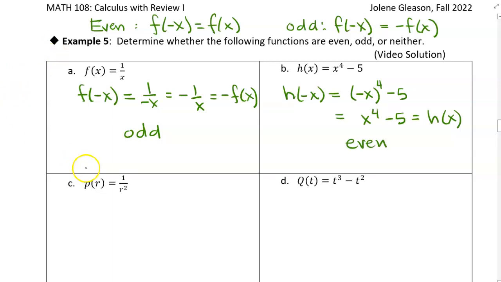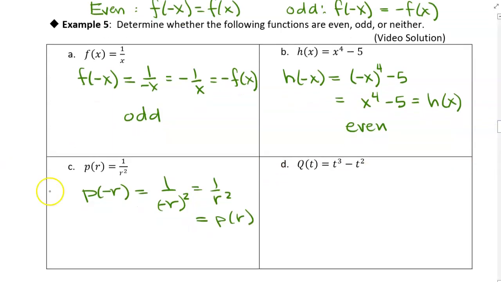All righty, again, looking at p of r here, we're just going to substitute negative r in for r. So we get 1 over negative r, that whole quantity squared, which is just 1 over r squared, and that is the same as p of r. So when the reflection across the y-axis is the same as the original function, that means it's even. P of negative r is the reflection across the y-axis. So this is an even function.